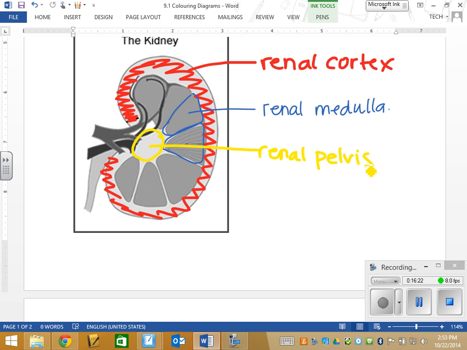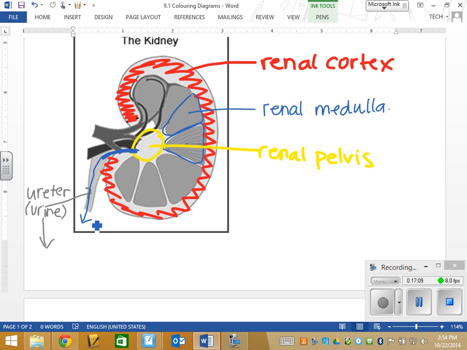Now, if we take a look at what else is attached here, this tube over here that is obviously going downwards from your kidney to somewhere else is a ureter. And we already know from the previous diagram that your ureter connects your kidney to your bladder. Just so we know, urine travels through your ureter and it travels downwards. So it will come from your renal pelvis to your ureter. So there's a connection right here from your renal pelvis to your ureter.